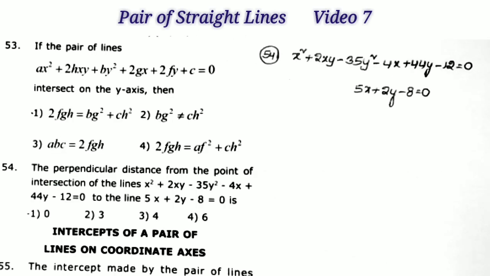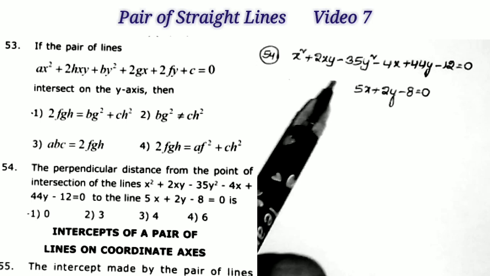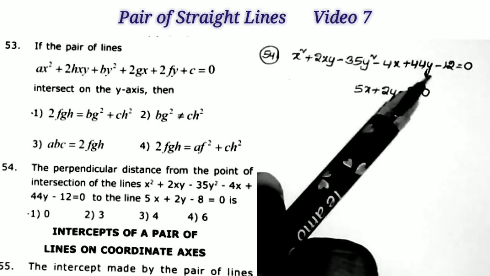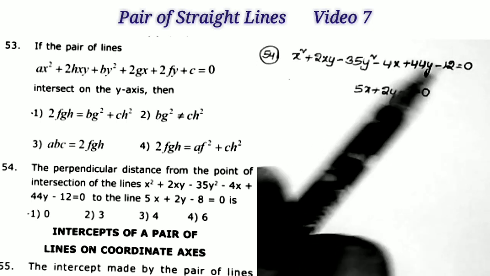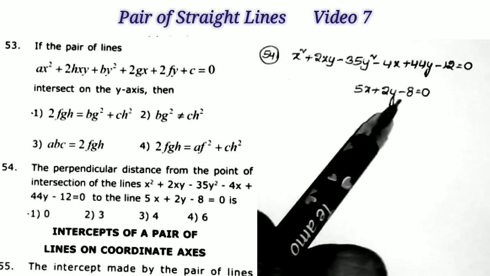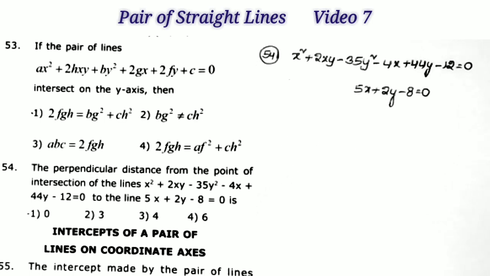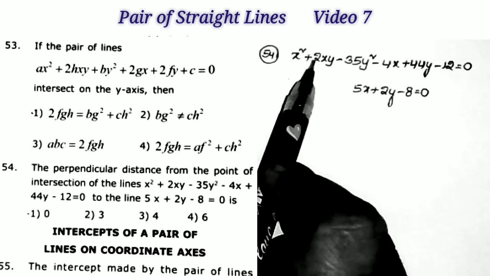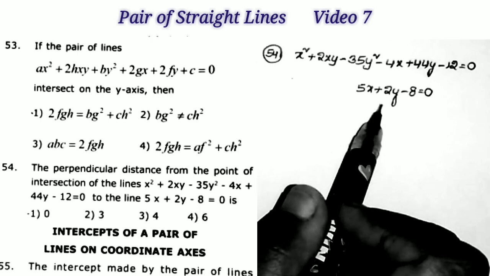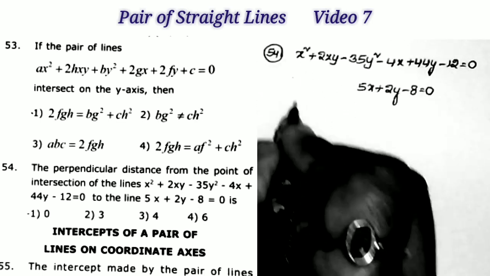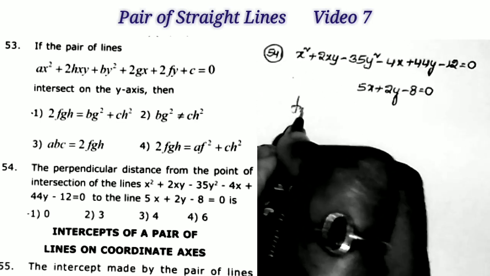Next question, sum number 54. The perpendicular distance from the point of intersection of the pair of lines x square plus 2xy minus 35y square minus 4x plus 44y minus 12 is equal to 0 from the line 5x plus 2y minus 8 is equal to 0. We want the perpendicular distance from the point of intersection of the lines to this line. So for that, first we want the point of intersection. How to take the point of intersection?